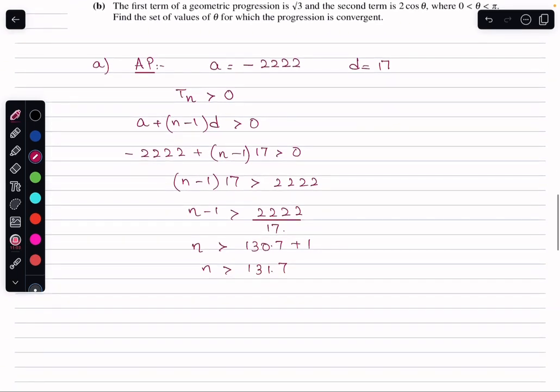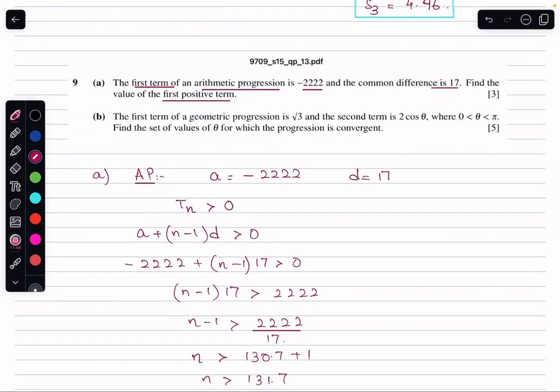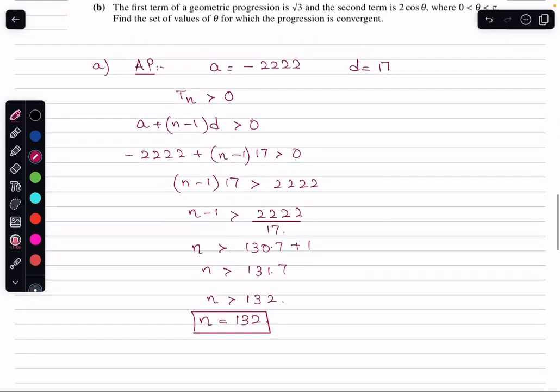131.7, or I can say that the first term for which it's going to be positive, greater than 0, should be 132. So n should be equal to 132, or we can say that the 132nd term is the first term which is going to be positive in this sequence that is given to us, for which a is negative 2222. And they are asking for the value of the first positive term. So what is going to be the value of the first positive term?